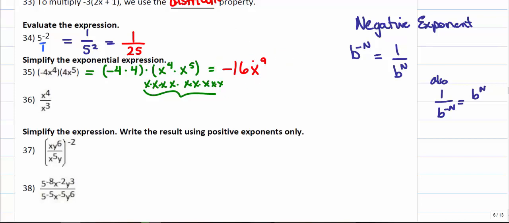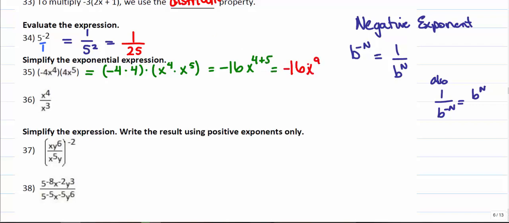So on 35, what I did was I added my exponents together. I'm going to kind of show that step. Oh my gosh, that's not the eraser. So I did 16, x to the 4 plus 5, because when you multiply with like bases, you add the exponents and you keep the base. 36 is the one that says, what do you do when you divide like bases? Well, when you divide like bases, the shortcut is to just simply subtract. And so here I would get 4 minus 3, which is 1, but we're just going to write that as x.